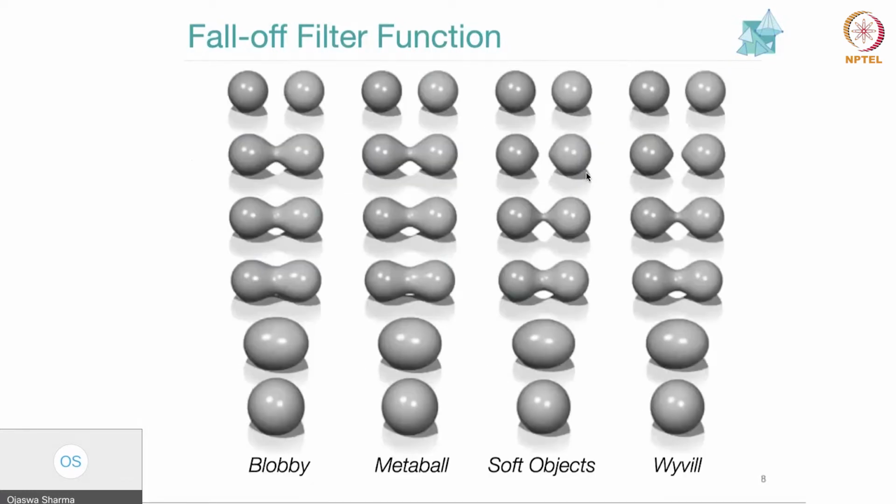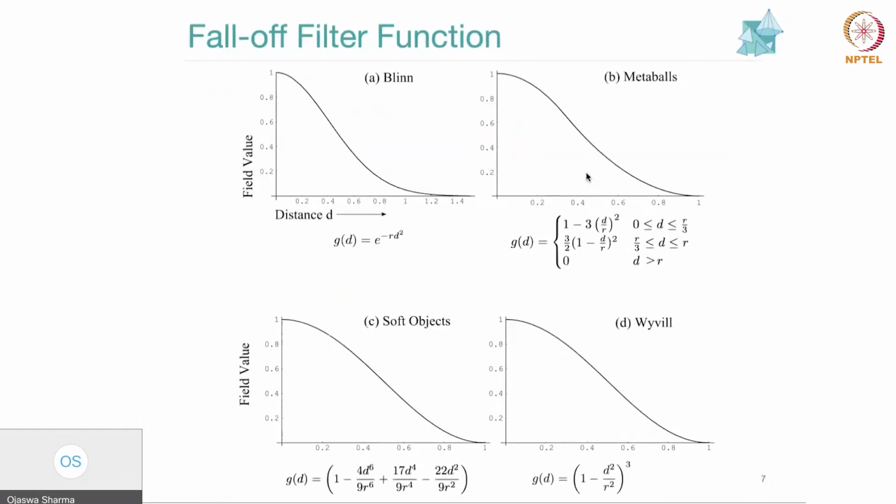I have a couple of examples coming up, but this is the nature of the fall off filter. And you can see that on the x-axis, I have the distance values going from 0 to whatever distance values. And then the field value is on the y-axis.